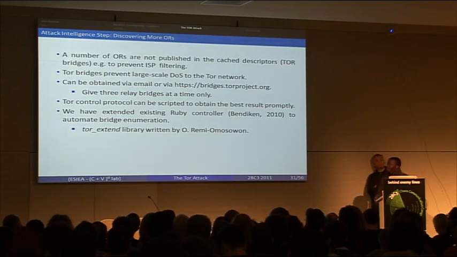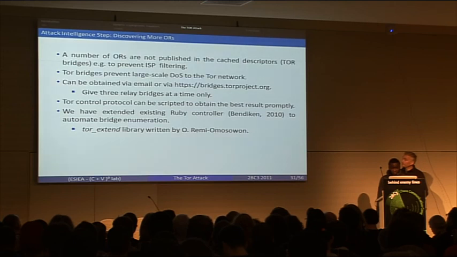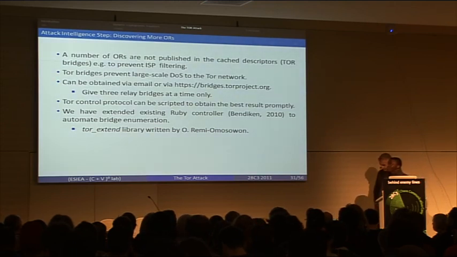The normal ways to obtain the bridges would be from the bridges website, or by sending an email, or there might also be other social ways to receive bridges. The Tor software provides a control protocol to enable you to script it, or to communicate with Tor directly, build circuits, make requests, and attach streams. You can do almost anything with it.